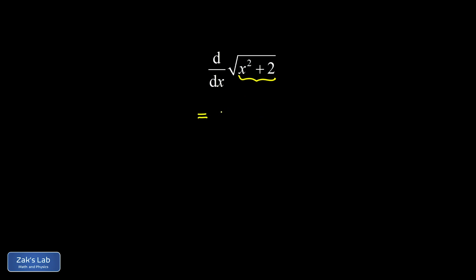And it might be nice to start out by just re-expressing that square root as a fractional power. So there it is. We can write it as x squared plus 2 to the 1/2 power. Again, the x squared plus 2 is the inner function there.